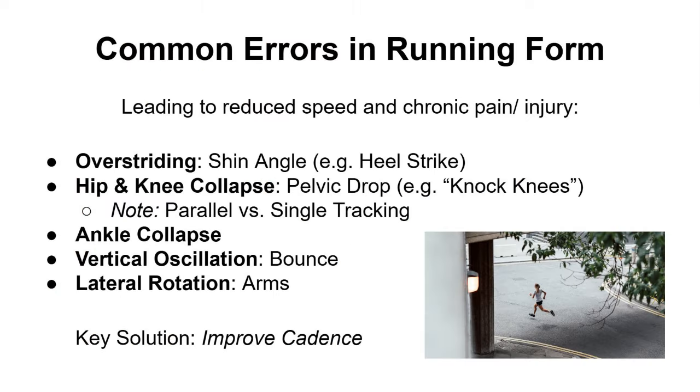So some common errors identified by research, by my own experience, from Eric's, there are some trends we definitely see and are common areas that we look at first when we're assessing form. And these things will slow people down and lead to injury. One of the biggest ones is overstriding. A lot of that's defined by the shin angle. Is the shin angled backwards towards the person, which usually is most obviously shown through striking on the heel.